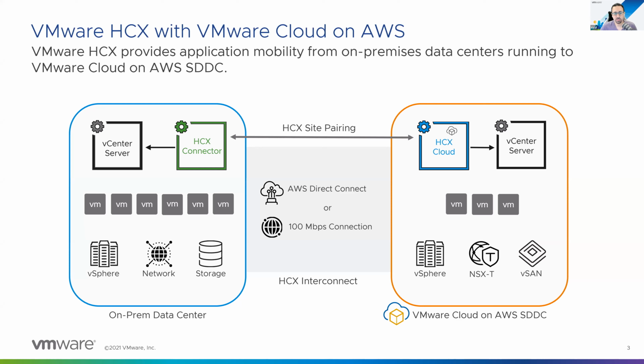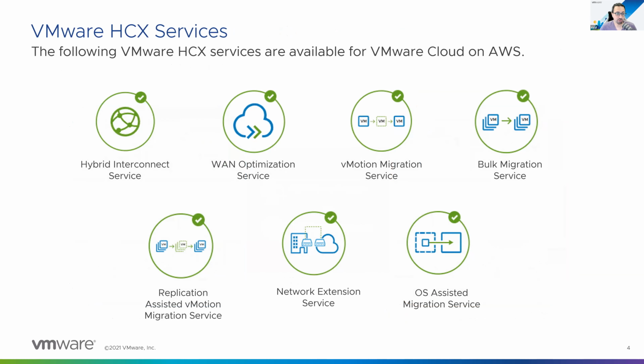So the deployment of HCX on VMware Cloud on AWS is very simple. We'll go over the individual components. And also, there is a small component that needs to be deployed on-prem to allow for that connectivity between the sites. Some of the services that VMware HCX provides is a hybrid interconnect service that really allows that connectivity between the two sites. We can also provide a WAN optimization service in case there's low bandwidth between the two sites and really optimize that migration to make sure that it is not hindered by remote sites or low bandwidth sites.